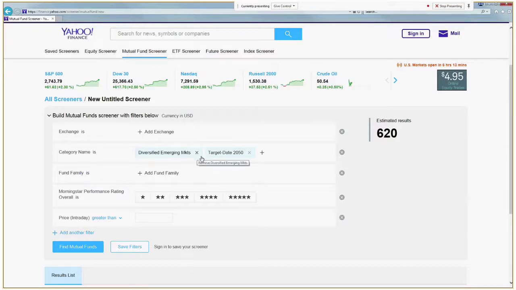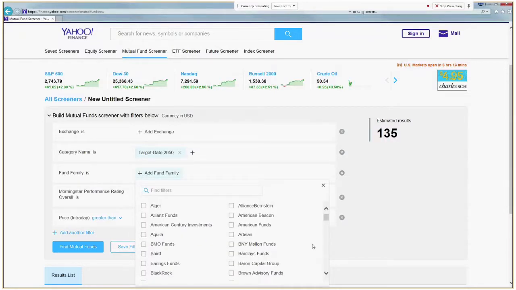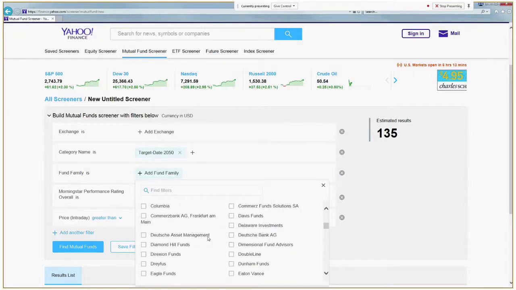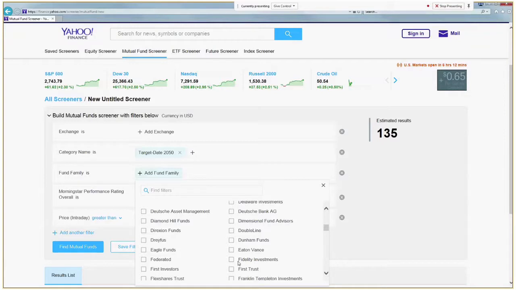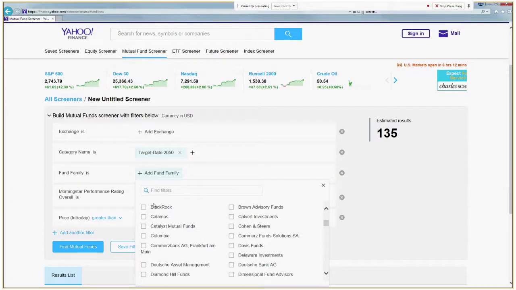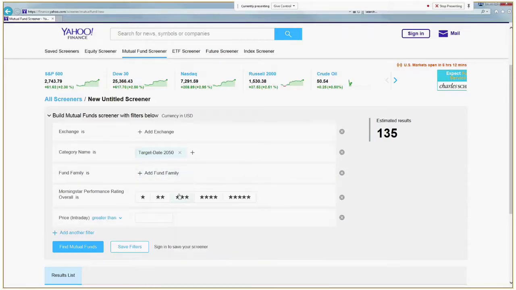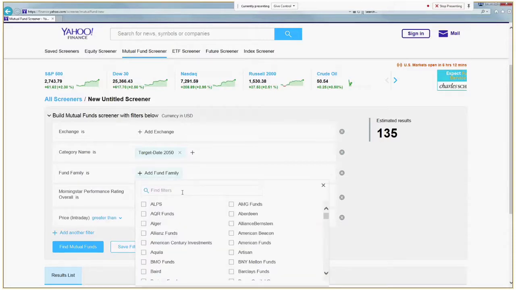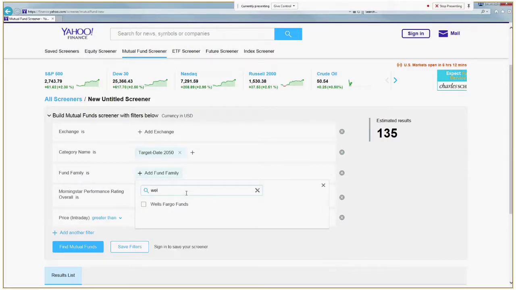So I'm actually going to close, so you can see that we have 620 different results. So we're going to close out of diversified emerging markets. Okay, now we have 135. And then you can go back through and we can select financial institutions managing these mutual funds. So you'll see Fidelity, BlackRock, some of the big ones on there. So for this one, so we can see how similar these are, we'll use Wells Fargo and then also Fidelity.